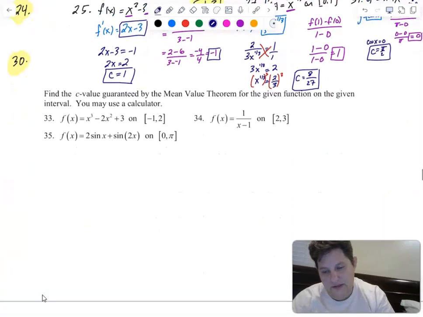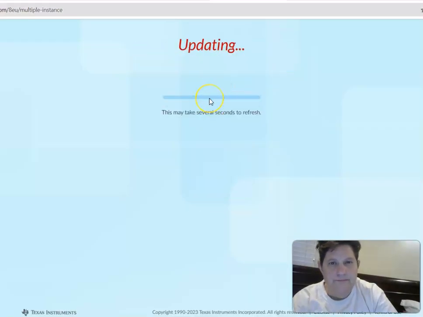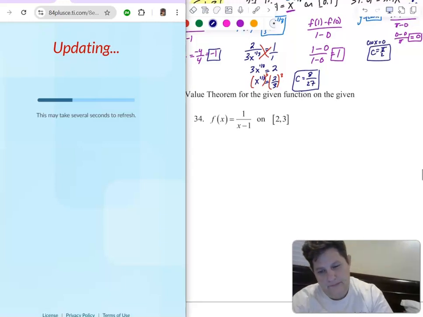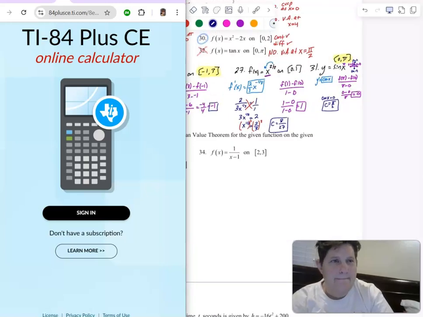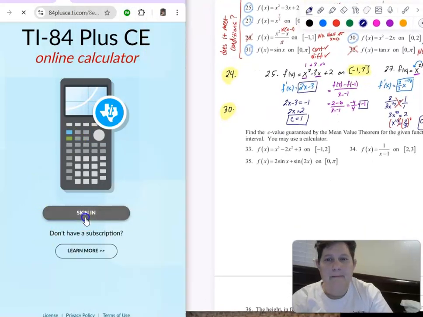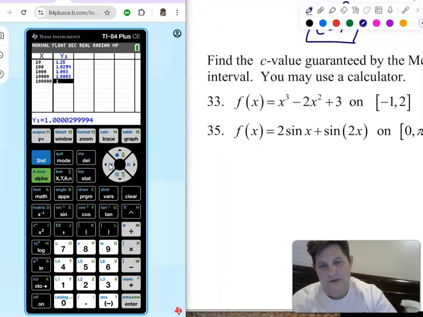Now, I also want you guys to do the next one, and it says that you can use a calculator on this. So I am going to actually bring up my calculator here. Oh no, there's a problem. All right, let's get this opened up here. Bring this over a little bit. All right, so let's go ahead and just do this first one here.